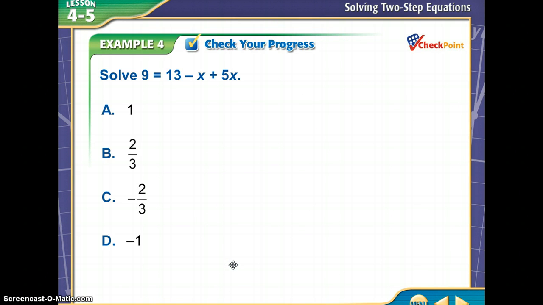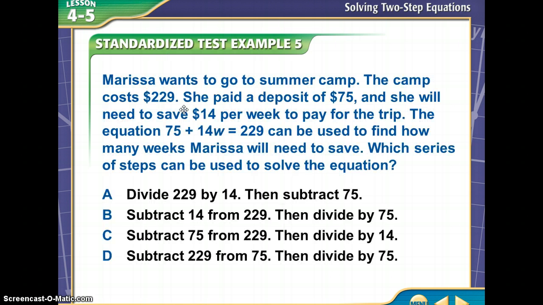And now it's your turn. Hit pause and return when you have your answer. You should have selected D. Notice this is a negative 1x plus 5x, so combining the like terms here would have given me 13 plus 4x. 9 equals 13 plus 4x. Since it's a positive 13, I would have subtracted 13 from both sides. Then I would have divided by 4 and got my answer.